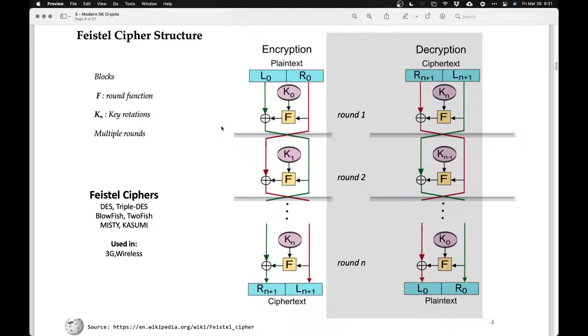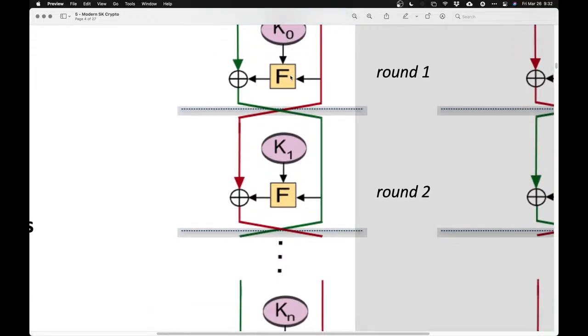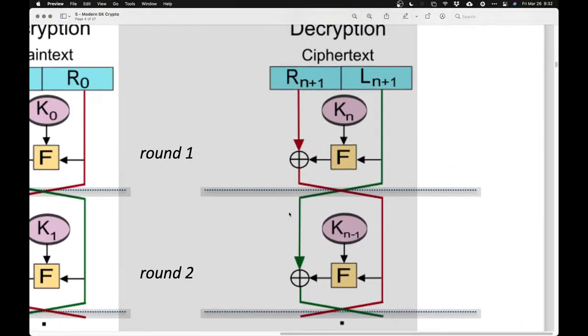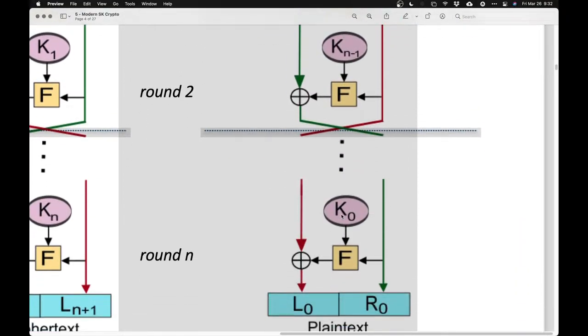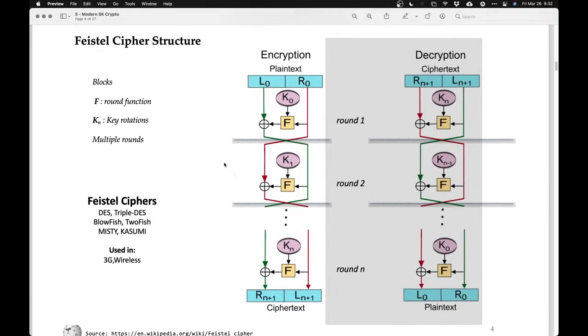Question? The key will be changed. I've not gone through the key function, but there is a function to change the key between the rounds from K0, K1 all the way through Kn, and on the other side you have to do the keys in reverse order. Okay, but yes, there must be a key function that rotates these keys within this operation.